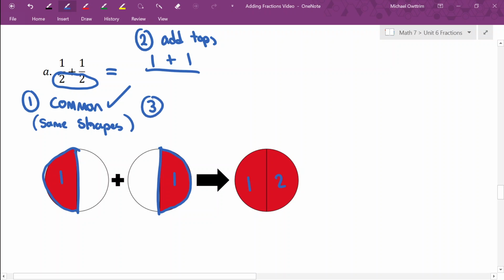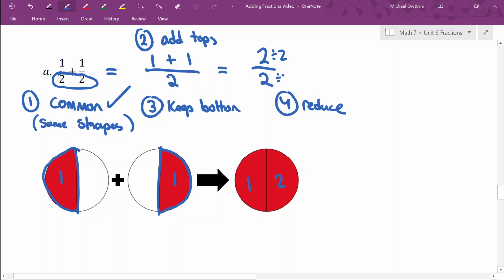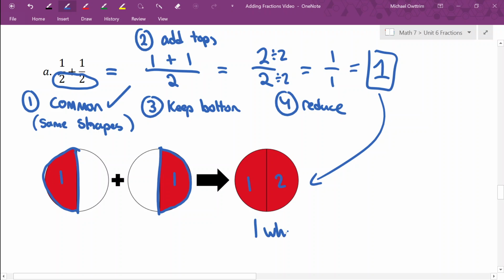Step 3 is to keep the bottom. The bottom number was 2. We're going to keep it as 2. 1 plus 1 on the top is 2. We're going to keep the bottom of 2. And then as step 4, we're going to reduce or simplify. So I can divide both of these numbers by 2. I get 1 out of 1, which is just 1. If I look at my drawing, that makes sense because I've got one whole circle filled in my sum.